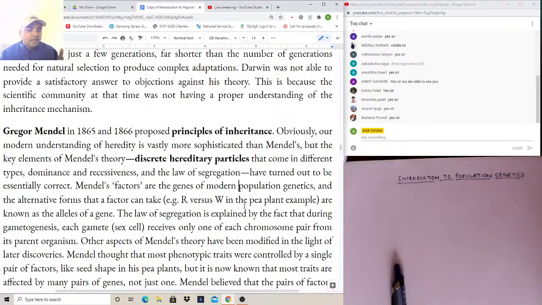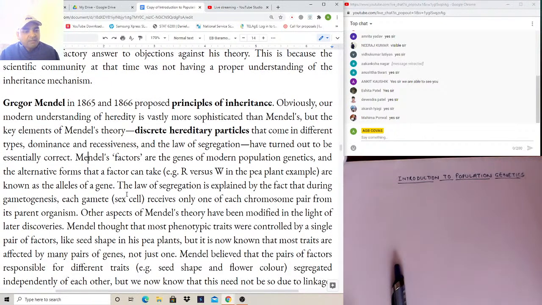And that is why these Mendelian factors are the genes of modern population genetics. So these Mendel factors are the genes of modern population genetics. And the alternative forms that a factor can take, say, for example, round versus wrinkled in pea plant, are known as alleles of a gene. So what Mendel called factors are our genes of modern population genetics, and the alternative forms of that factor are known as alleles.